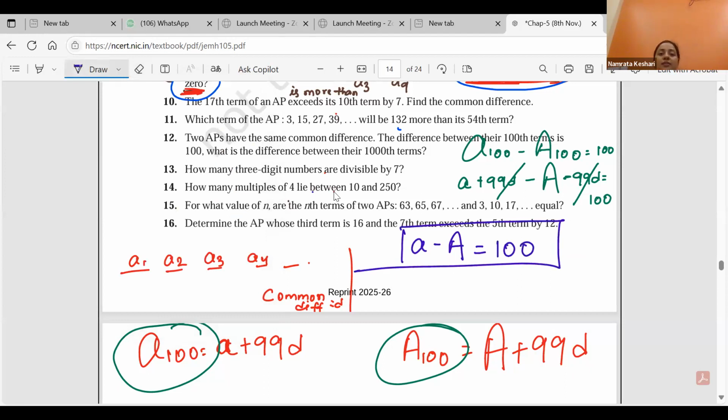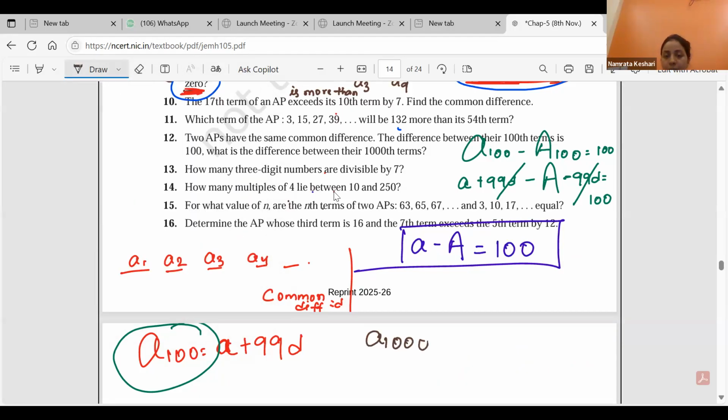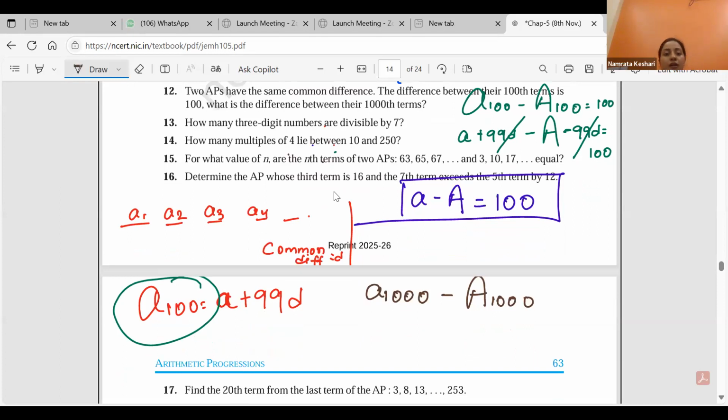ओके, इस condition को हम as it is रखेंगे. Now what is the difference between their 1000th terms? तो चलो देख लेते हैं दोनों के 1000th term के बीच का difference क्या है. Small letter a1000 minus capital A1000, इन दोनों के बीच का difference हम find करने की कोशिश कर रहे हैं. Small letter a1000 का मतलब होता है a plus 1000 minus 1, that is 999d. Common difference same है दोनों ही cases में.